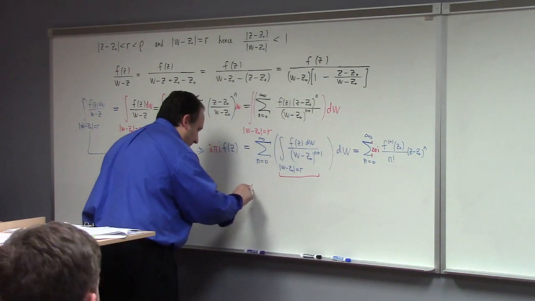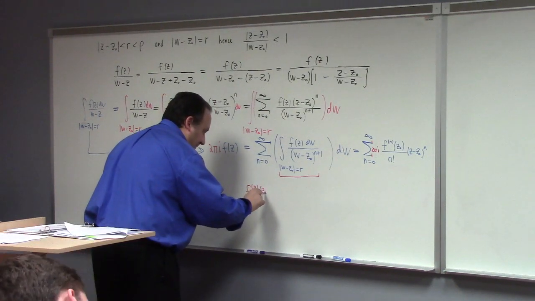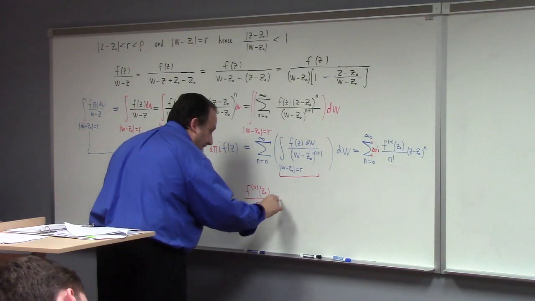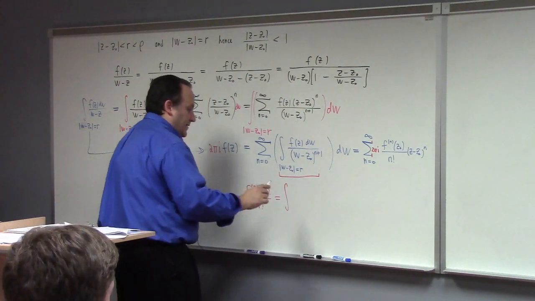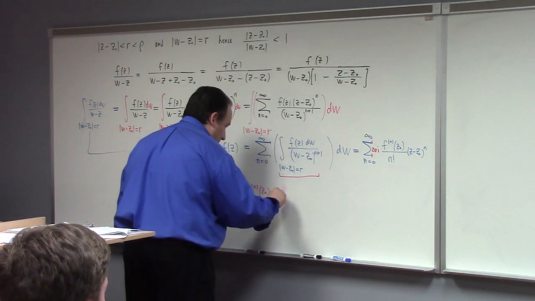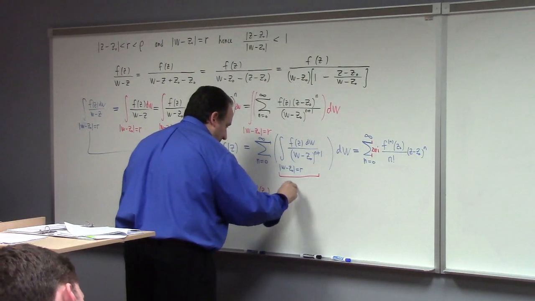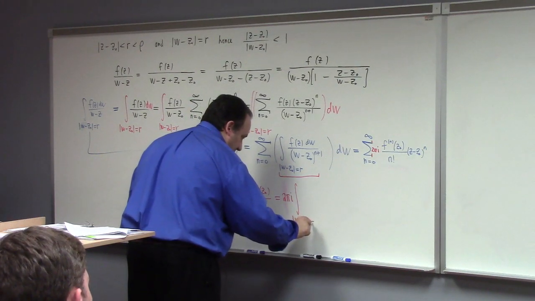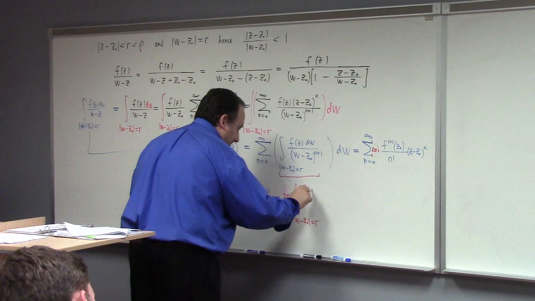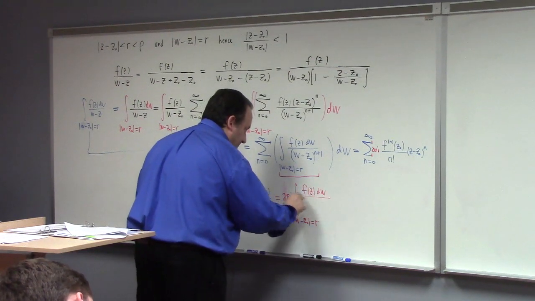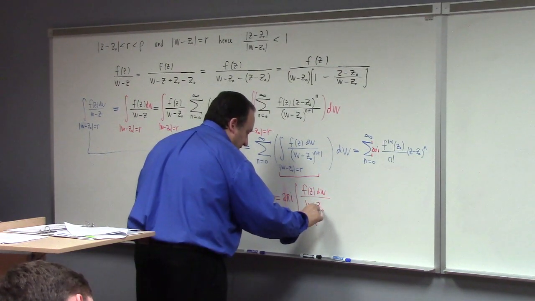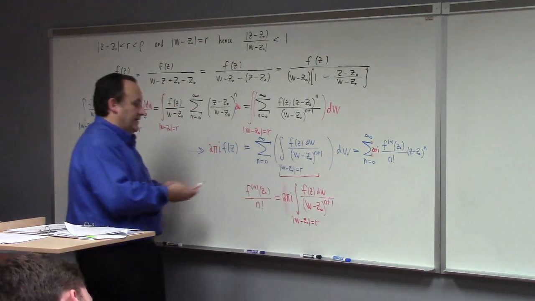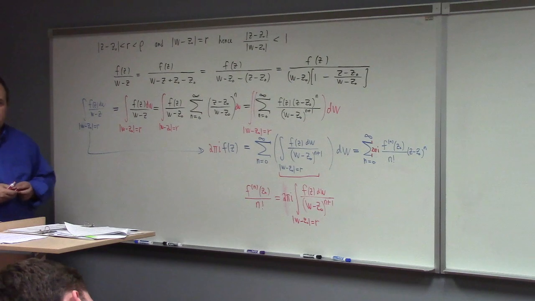The nth derivative at z_0 over n factorial is equal to 1 over 2 pi i times the integral over |w - z_0| = r of f(z) dw over (w - z_0) to the n plus 1. Of course, this is the generalized Cauchy integral formula, right?